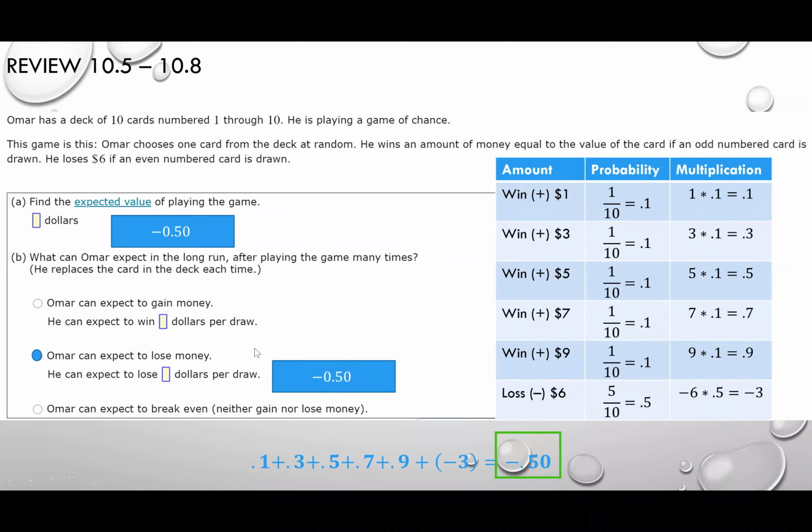He will lose 50 cents on a dollar. So for each dollar that he spent, he will lose 50 cents, okay? So that's the idea of this expected value. We went over this, and again, this is what you need to do: you want to construct this table. And to construct this table, you have to identify what is the winning and what is the losing. Okay. And again, same idea.